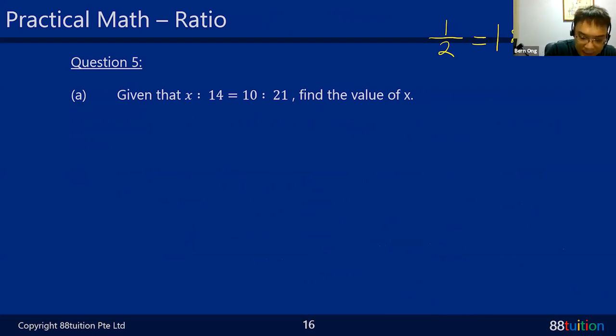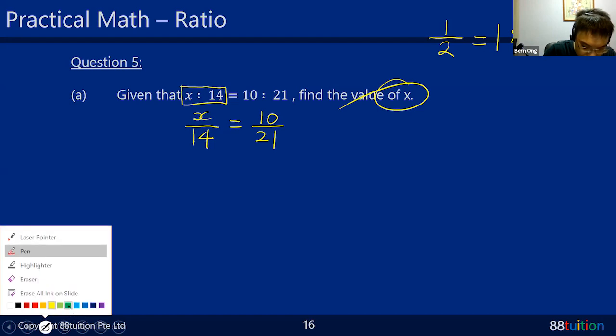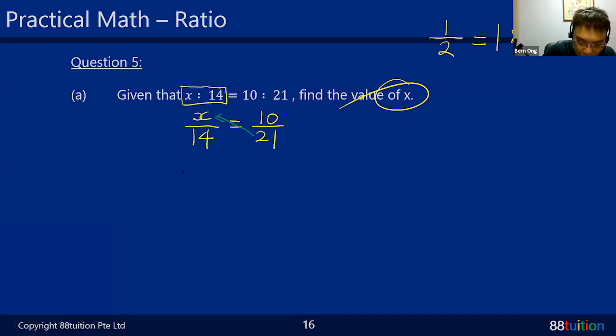So what does it mean? It means that x is to 14, right? Can I write it as x over 14? Can. 10 is to 21. Can I write it as 10 over 21? Can. Equal sign in the center, like that. What are you looking for? You're looking for x. Find x, solve for x. Single fraction equals single fraction, cross multiply. So simply, you just cross multiply. 21 times x, 21x. 14 times 10, 140.